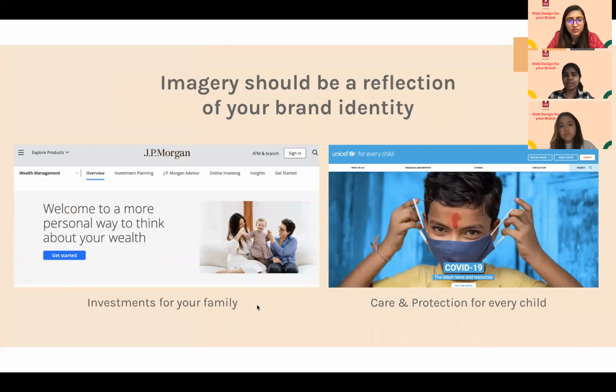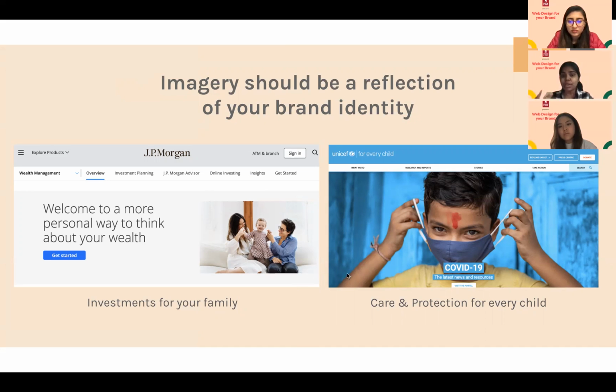Like I mentioned in my previous section, imagery also plays a role in reflecting your brand's identity. So on the left side, we have a screenshot of JP Morgan's website, and this specific tab that's open is for investments. What comes to your mind when you think about investment? I'm sure something based on your family or people you care about. Who do you want to invest for? So they have played very well with the imagery here by placing it in a way that they establish an emotional connection with you, and they reaffirm the thought that they care for you. That is why they are promoting you to invest in their bank.